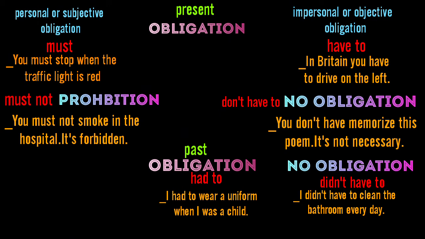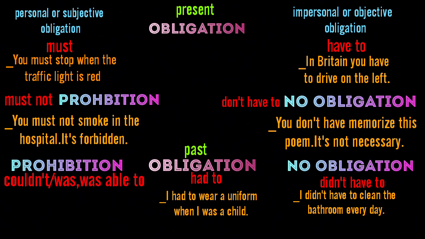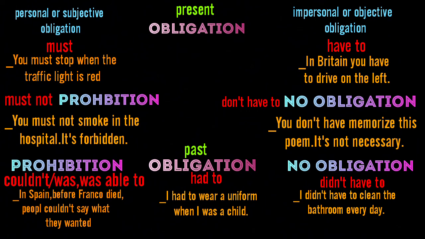And guess what we use to express prohibition in the past? We use couldn't or were not able to. Couldn't and weren't able to refer to not having ability in the past, but they are also used to express prohibition in the past. Look at this example. In Spain, before Franco died, people couldn't say what they wanted, meaning they were not permitted to. I hope deduction and obligation are clear now.